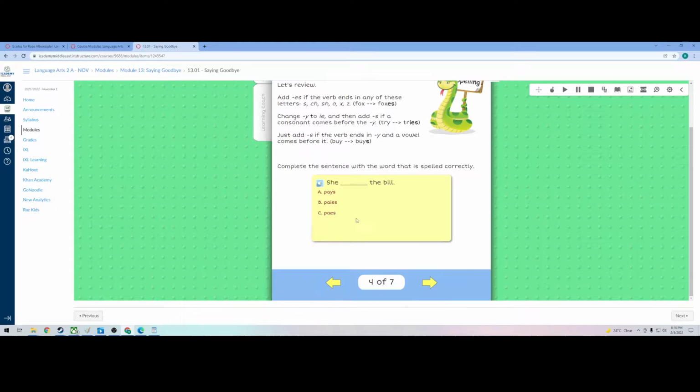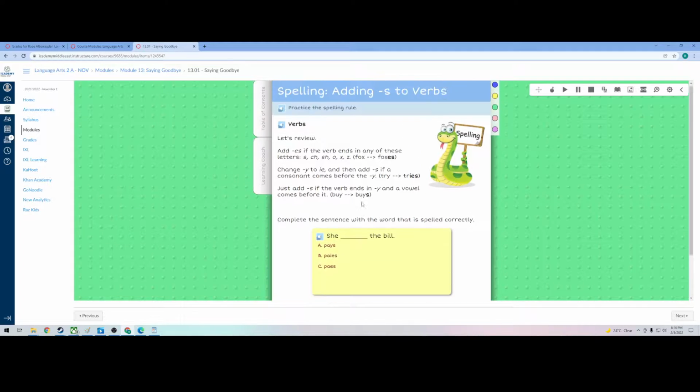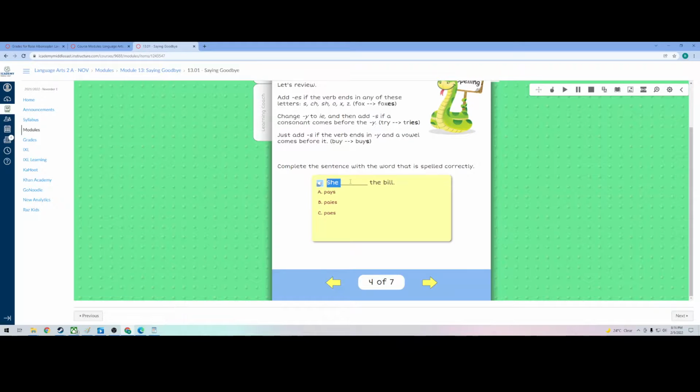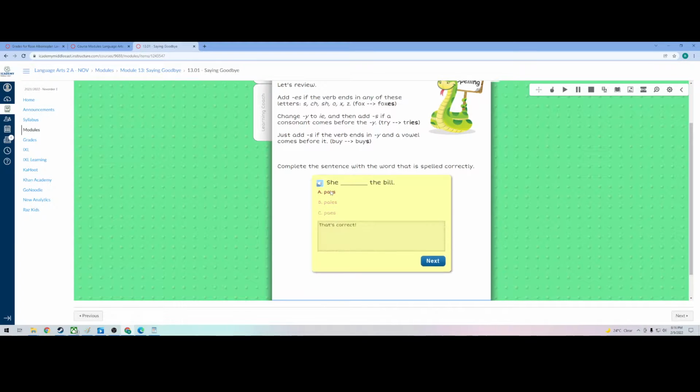Okay, now this is just a practice. Let us practice here. She blank the bill. Now, the subject is she, or the noun in this case. She. It's only one person, right? So the verb has to agree. We have to add S, right? Is it pays? Which one is correct? It is this one. Why? Because the Y has a vowel, which is A, before it. So I just add S.